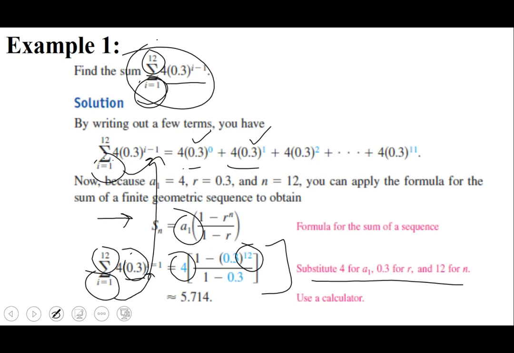Only once you've done that entire quotient should you then multiply it by the first term, which is 4, giving you a final sum of 5.714. And you can continue to round to 3 decimal places unless it specifies otherwise.